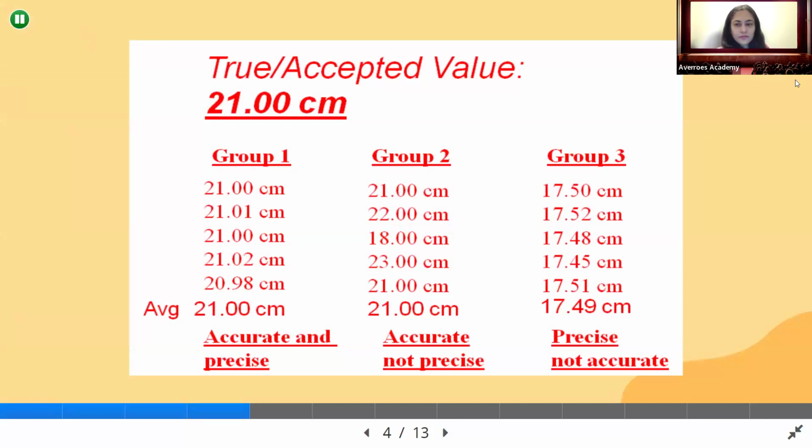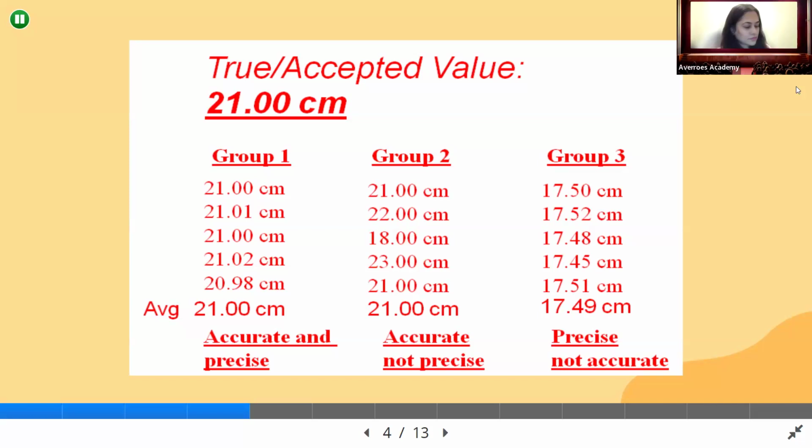Significant figures are the digits in a measurement or in a number that are known with certainty, plus the first estimated digit. The true or accepted value in this example is 21 centimeters, and we're looking at 3 different groups of data. The first one has 21.00, 21.01, another 21.00, 21.02, and 20.98. Let's say these are different measurements in centimeters. We take the average, adding up all the numbers and dividing by the number of numbers, and we get 21. That's our average, so it's accurate and it's precise.